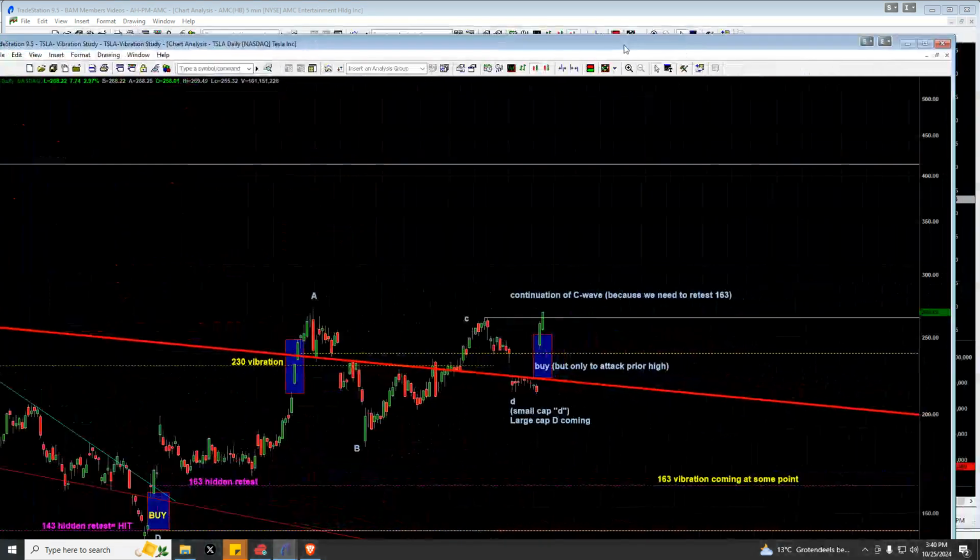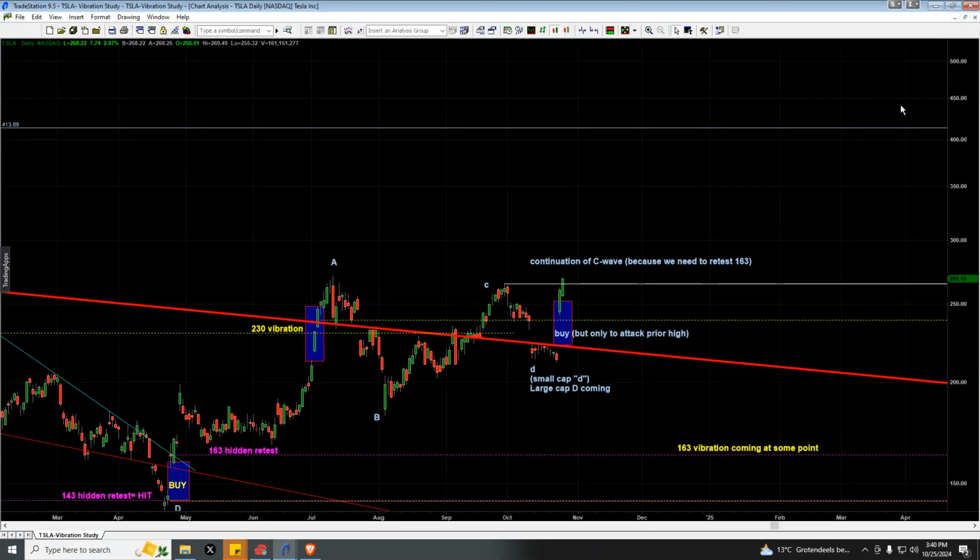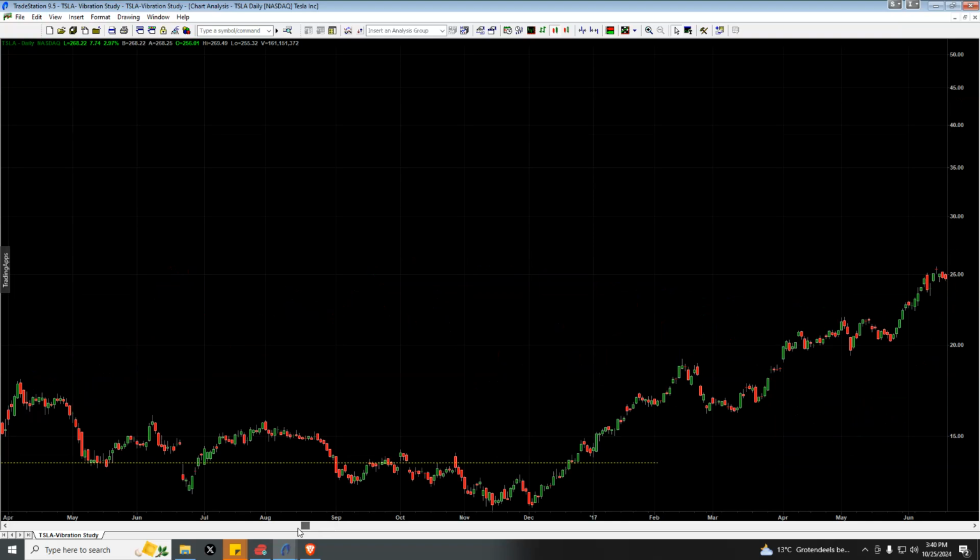So this is Tesla. Each one bar is 1 day of trading activity. I could take you back to the very beginning, and I might post this as a tutorial.